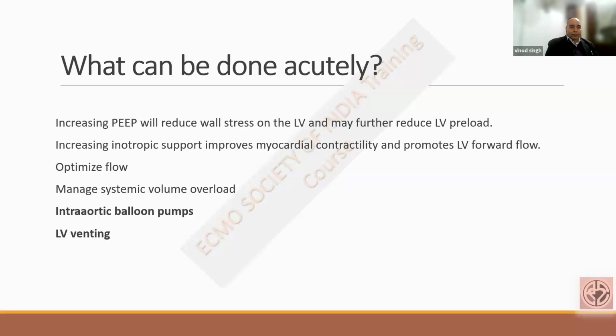So what can be done? We can reduce the stress on the LV, and that may reduce LV preload, which we can do on the ventilator. We can increase the inotropic support to increase the contractility of the heart. We should apply CRRT to decrease the volume. We could also go for an intra-aortic balloon pump that can increase the cardiac output. And finally, if the patient is not improving, you have the option to go for LV venting.